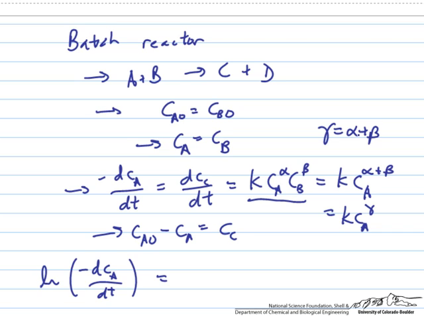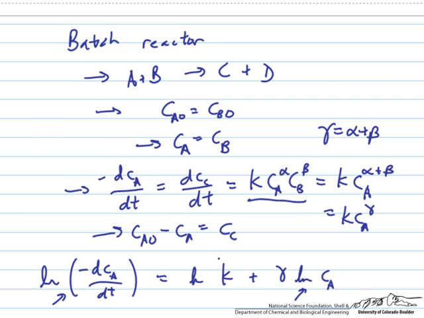So if we take the log of this side of the equation, then we get the log of K plus gamma times the log of concentration, since the log of a product is equal to the sum of the logs, and we can take this power down in front of the log. Now we're ready to look at the data and try to use this relationship, where we're going to plot this versus log CA and fit, using a linear relationship, gamma and the log of K.